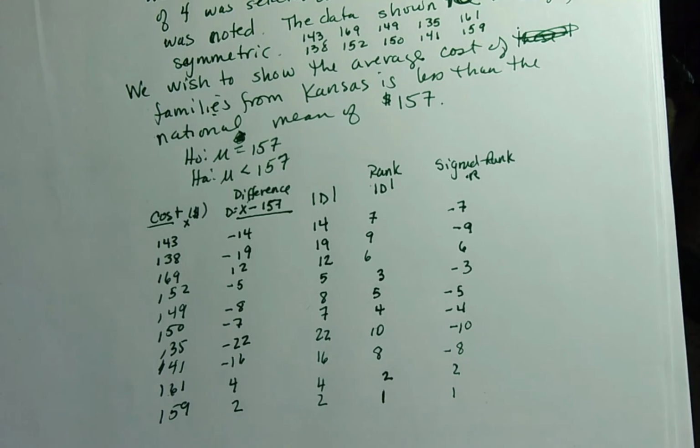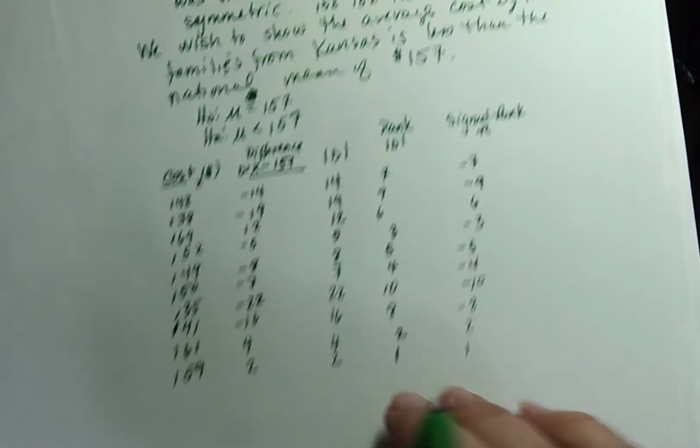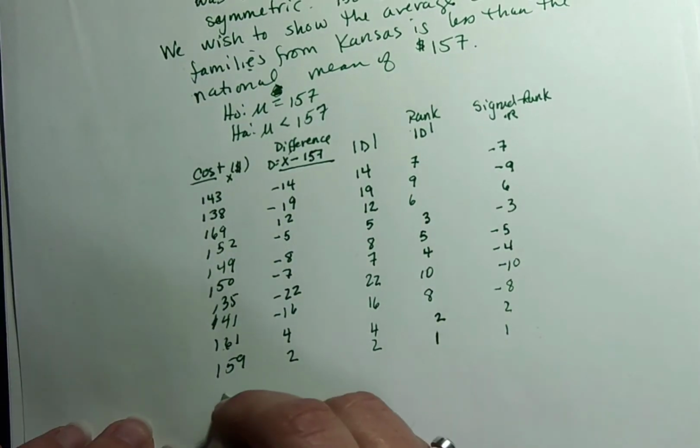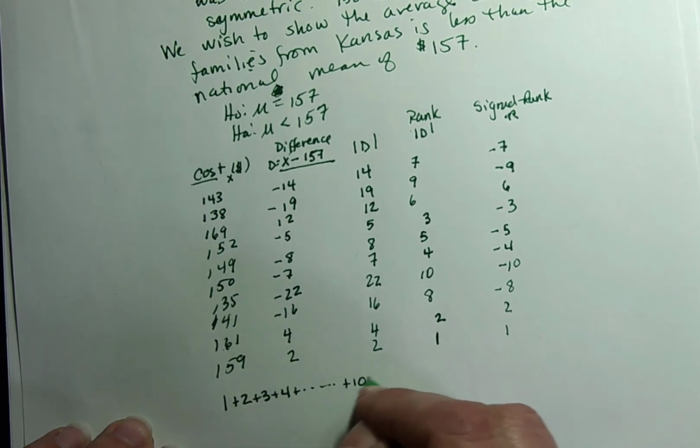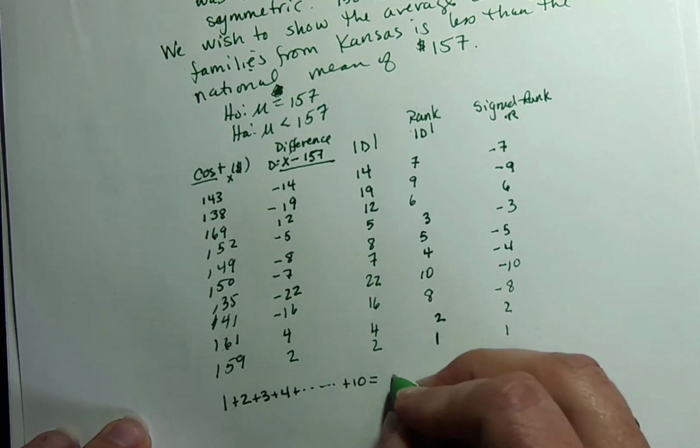Now, think about it. If this distribution truly was symmetric and the Kansas spending for food for a family of 4 was the same as the rest of the United States, you would think there'd be the same amount, arithmetically, to the right as to the left, as many positives as negatives. So what we would do is look at, if I was ranking all the way up to 10, that would give me 55.